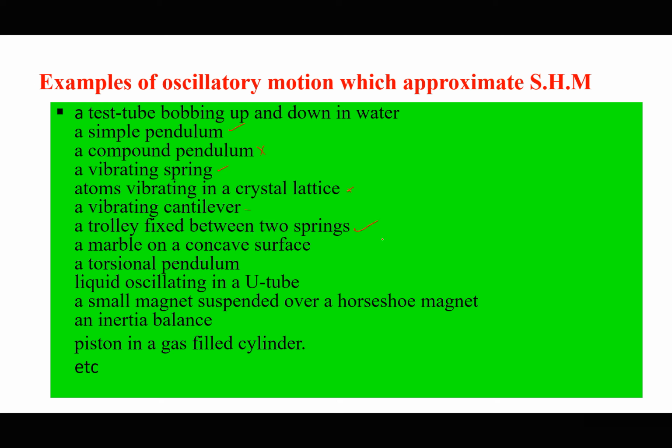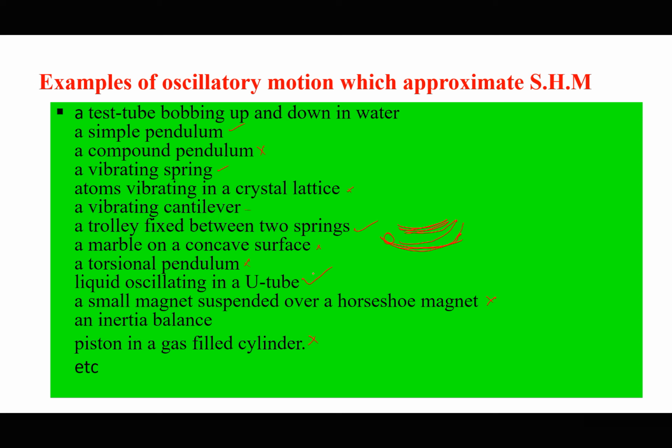A marble on a concave surface is like this. When released, it goes to the other end and keeps coming back like that. It oscillates. Then we shall not talk about a torsion pendulum. We shall talk about a liquid in a U-tube. We may not talk about a small magnet suspended over a horseshoe magnet on an inertial balance. We shall not talk about a piston in a gas-filled cylinder.